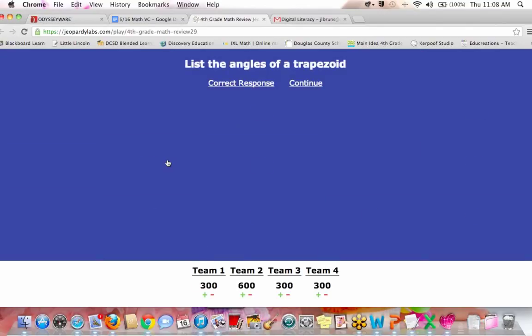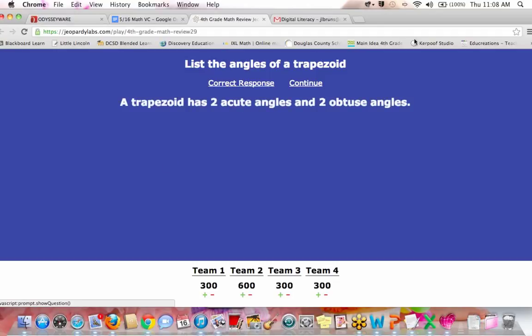All right, geometry. Yay! List the angles of a trapezoid. Ooh, that's kind of a tough one. Let's just look at what they're asking us. It has 2 acute angles and 2, oh my gosh.